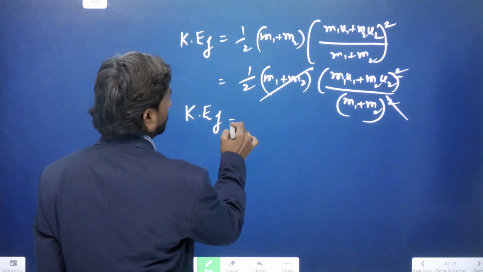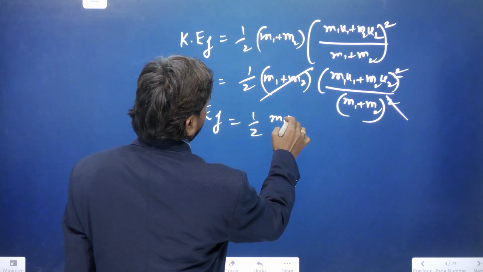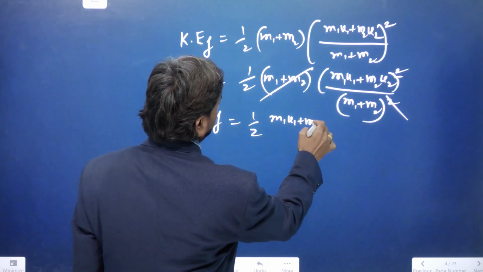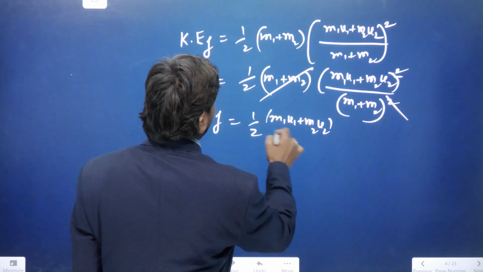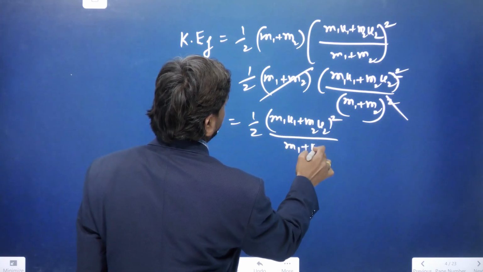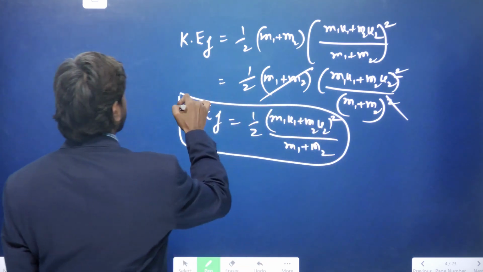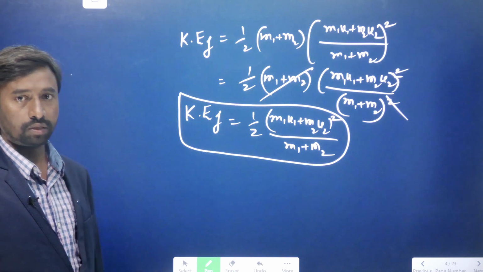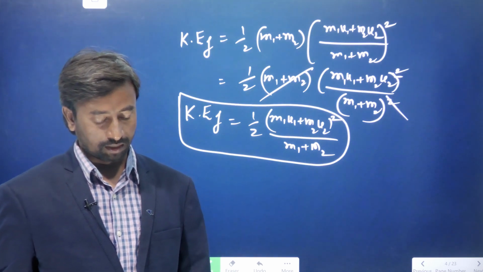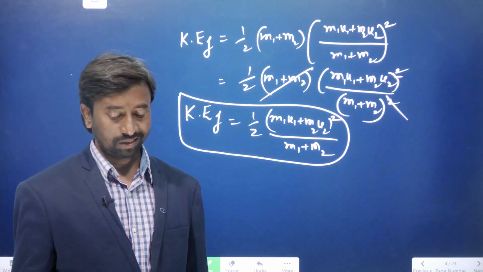The final kinetic energy equation we can write as half into (m1 u1 plus m2 u2) whole square divided by (m1 plus m2). This is the expression for the final kinetic energy in the perfectly inelastic collision. Okay. So now the change in kinetic energy.